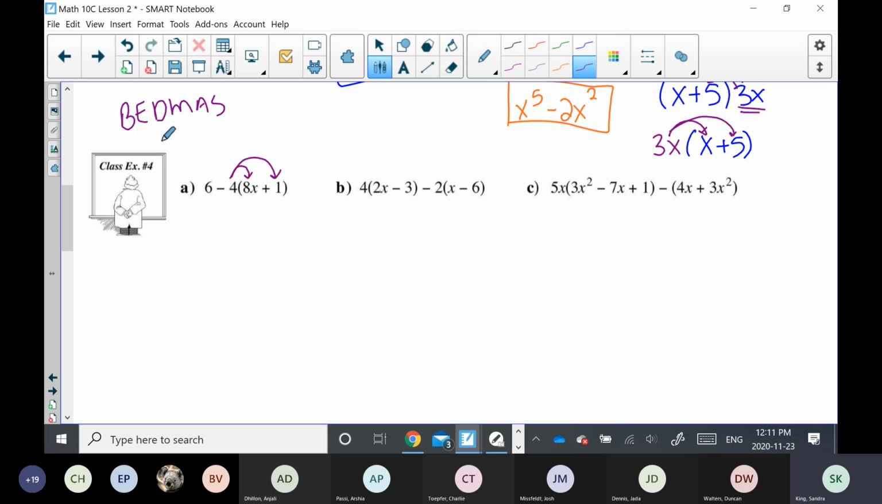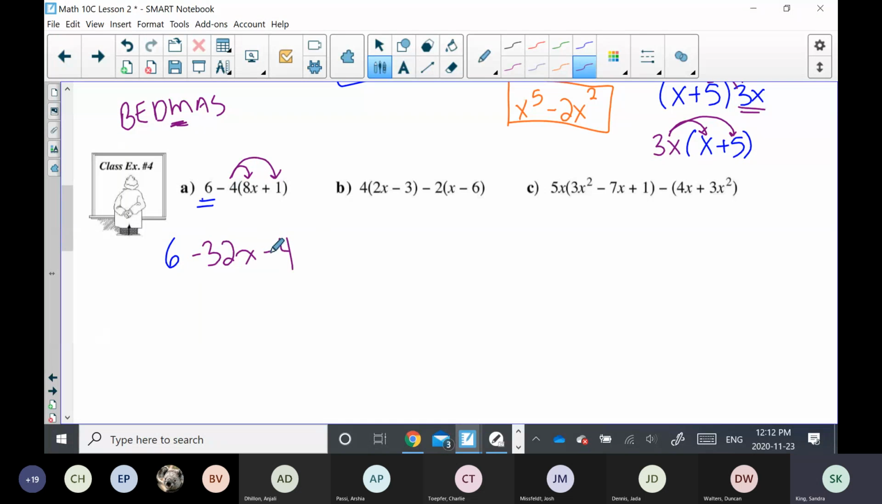you have to take care of the brackets, and there's really nothing in the brackets to simplify, but multiplication must come before addition and subtraction. So I have to multiply this negative 4 in before I could do any addition or subtraction. So what I would write is, I have a 6, I'm going to bring that down. When I distribute that negative 4 in, I'm going to have negative 4 times 8x, which is going to give me negative 32x. And then negative 4 times 1 would give me negative 4.